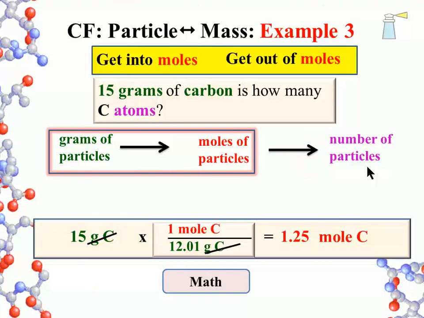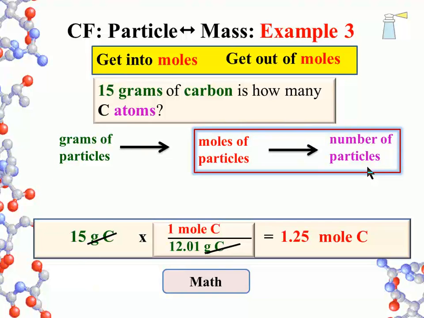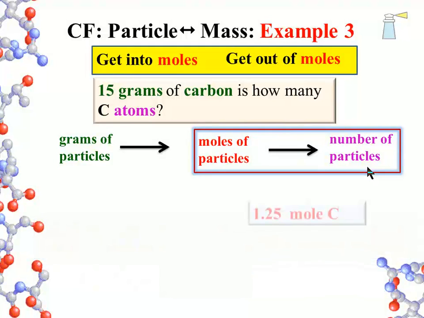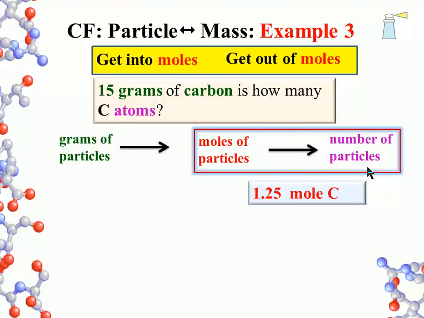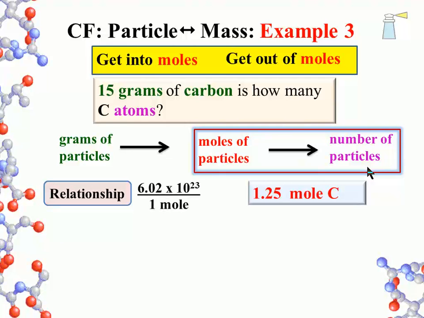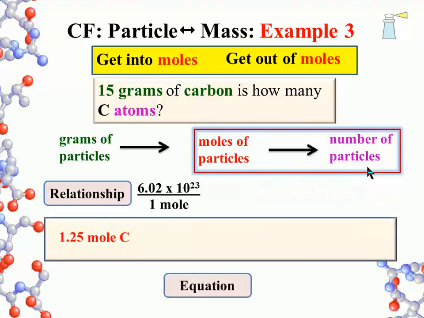Holding off on the check of sig figs and moving into the second conversion, getting out of moles, the 1.25 moles of carbon stays and will be the new current unit. This second conversion is identified as going from moles to count. The relationship between those units is the definition of moles with Avogadro's number of particles. The equation in this conversion takes the solution of the previous conversion as the current value of this conversion. The number of carbon atoms is the desired unit.